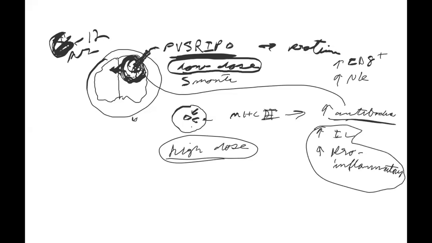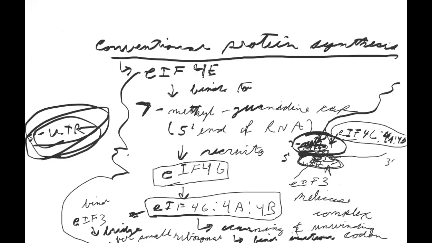Okay, now we talked about the conventional. What's the conventional way of the protein to be synthesized in a normal cell? Well, you normally need this EIF4E cofactor, and that will bind to a 7-methyl guanidine cap that's on the 5' end of the RNA.